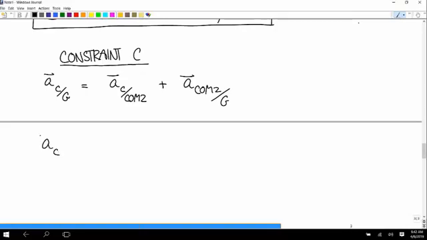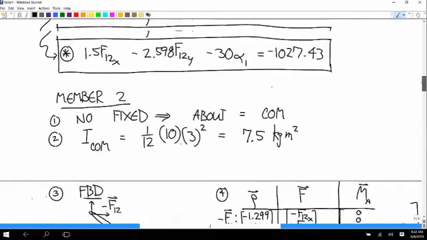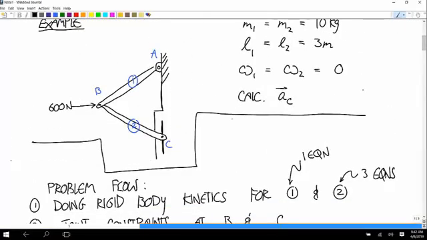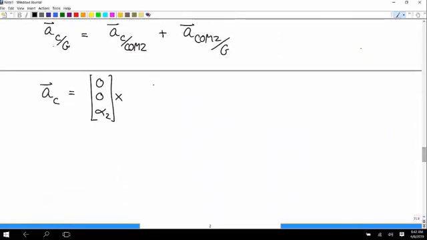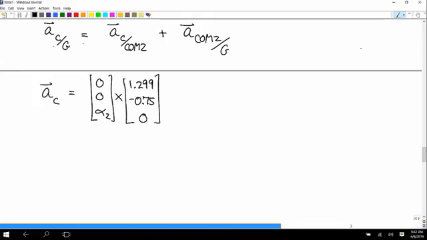And so I'll rewrite this as the acceleration at C is equal to 0, 0, alpha 2, crossed with the r vector. This time our r vector is going from the center of mass of 2 to C. So that is positive 1.299, negative 0.750. And then generally it would be plus omega 2 cross quantity, omega 2 cross r. But since this thing is at rest at this instant, that's 0. And then plus the acceleration of the center of mass according to the ground, which is our variable A2.